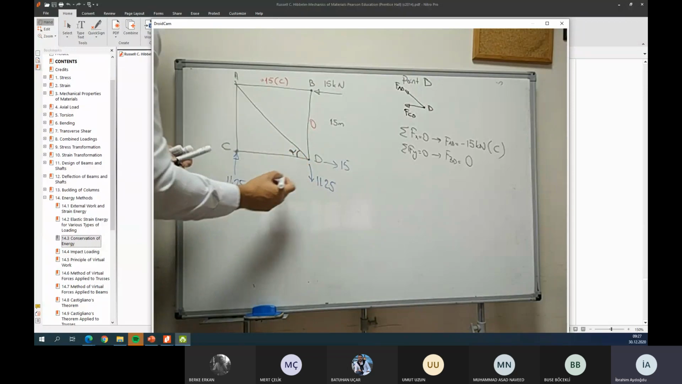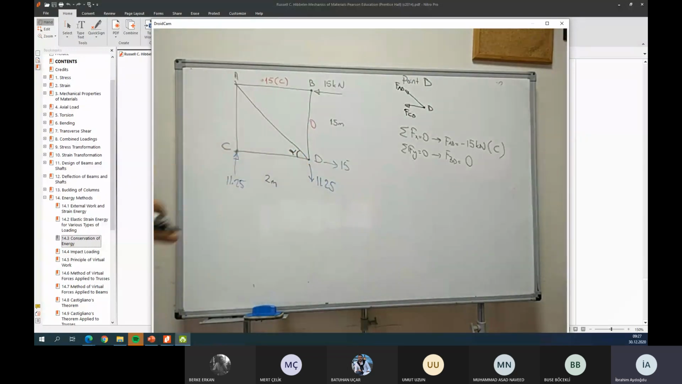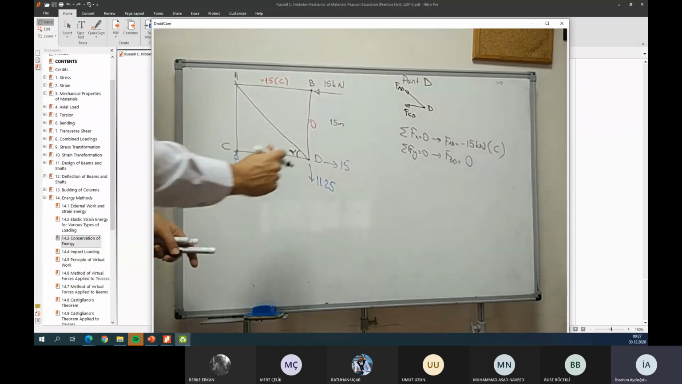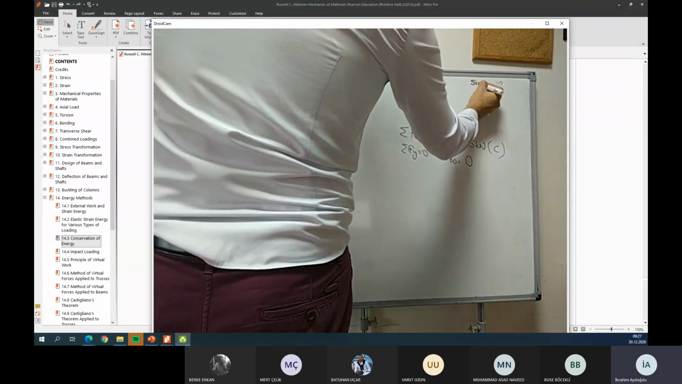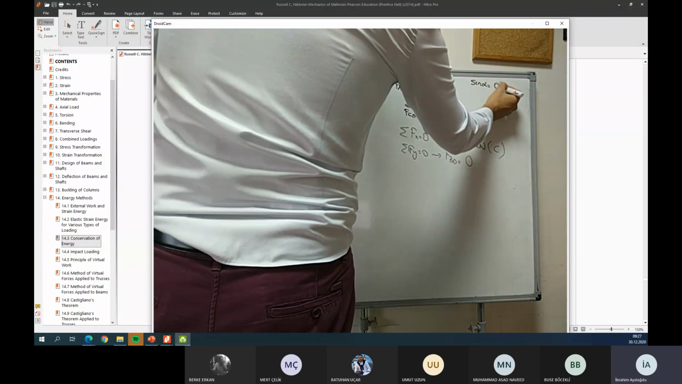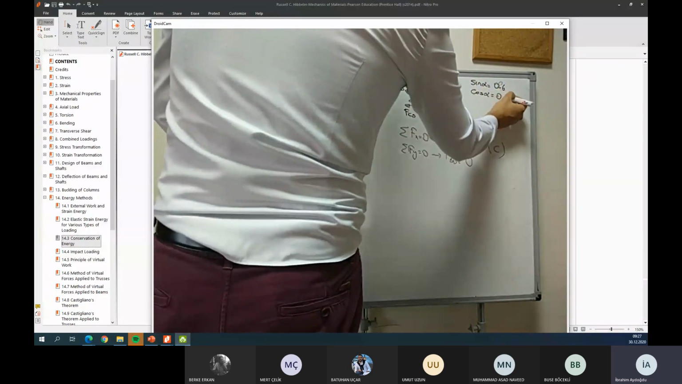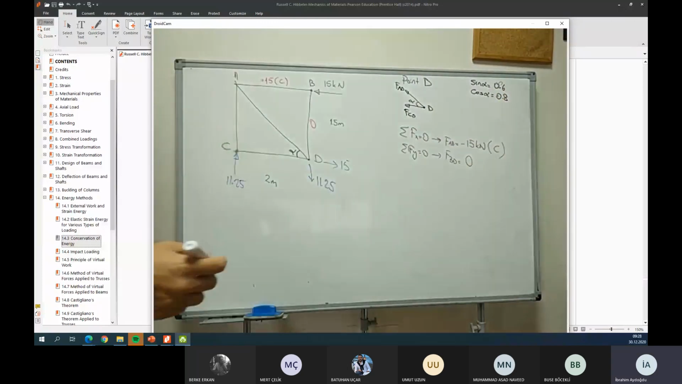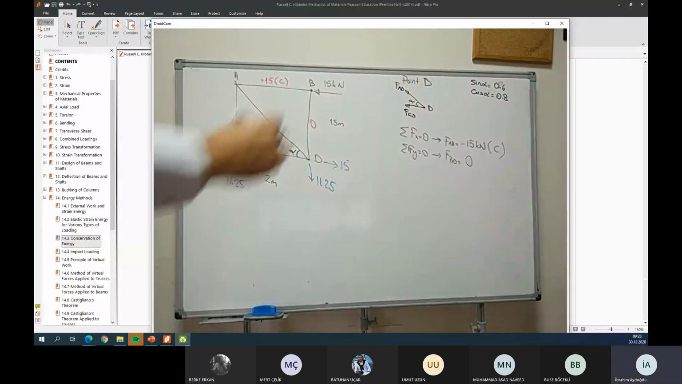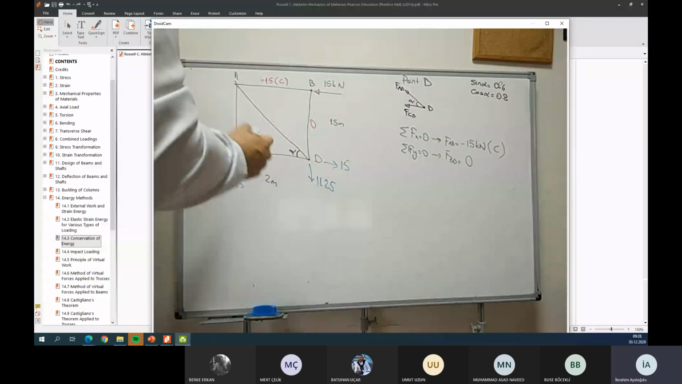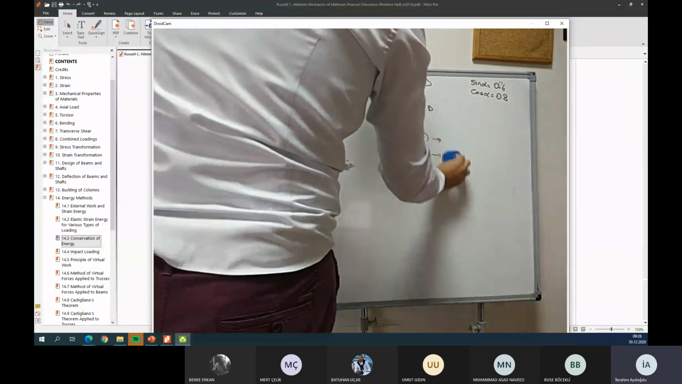This angle is alpha. You can see this is a 3-4-5 triangle, so like this is alpha. Sine alpha is equal to 0.6. Cosine alpha is equal to 0.8. Maybe you remember from the 3, 4, 5 example. So I can write in here.